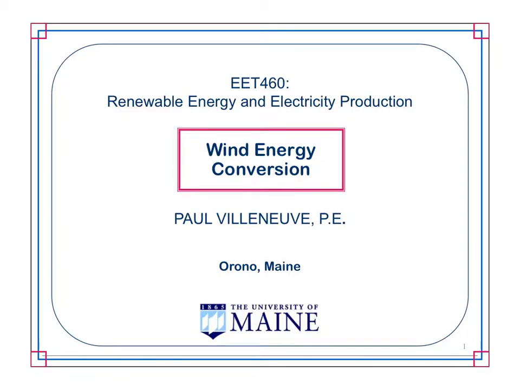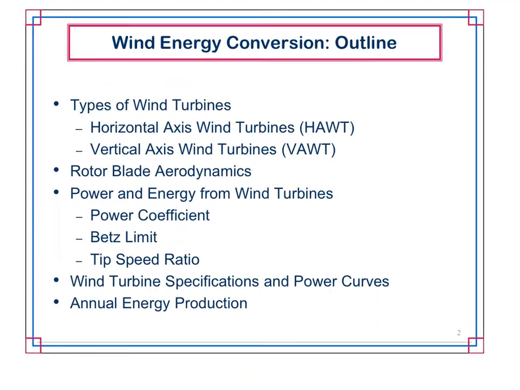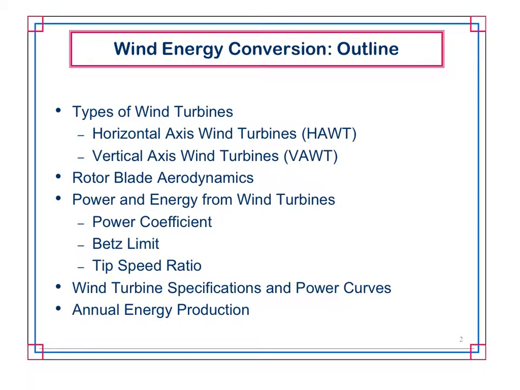So integration into the grid means you have to have electricity, so we will discuss that here. There are two main types of turbines, horizontal and vertical axis, and we'll discuss those. We're going to look at rotor blade aerodynamics, and I am going to be freely admitting that I am not an aerospace or any kind of engineer, so I do not have that level of sophistication in computational fluid dynamics.